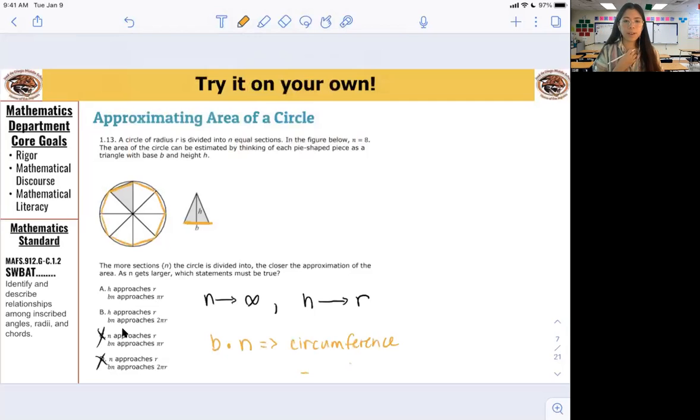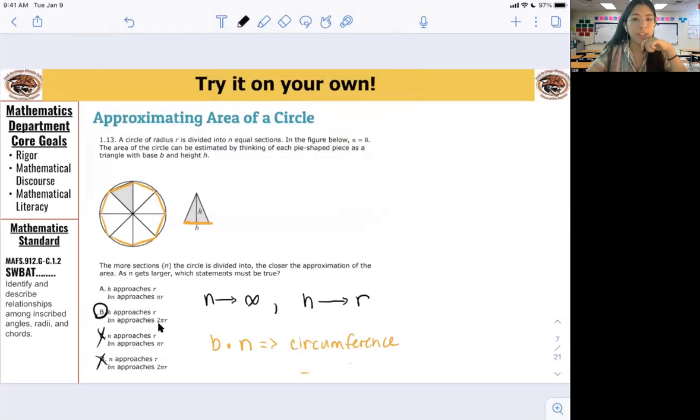And what's going to happen is as you add triangles, you're going to get closer and closer and closer to the circumference. So which of these is circumference? Pi r or 2 pi r? Which one has it right? B has it right, 2 pi r. The circumference is 2 pi r.